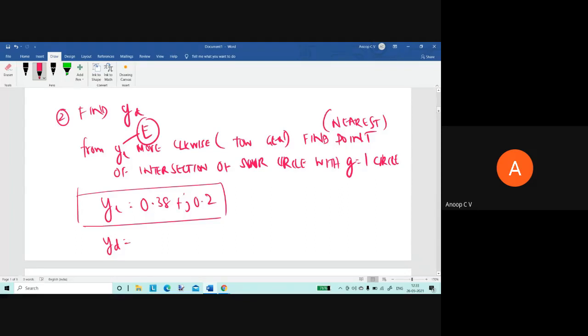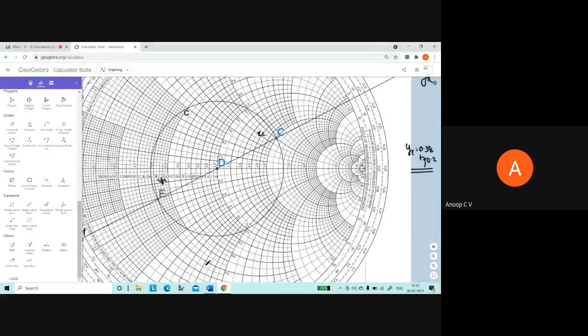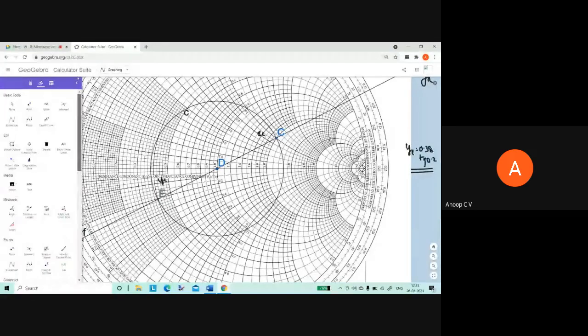To find YD, what should I do? From YL, move in clockwise sense to find the point of intersection of the SCR circle with G equal to 1. So we'll do that. From here, I have to move in clockwise sense, and it intersects the point here. We'll see what that point is.